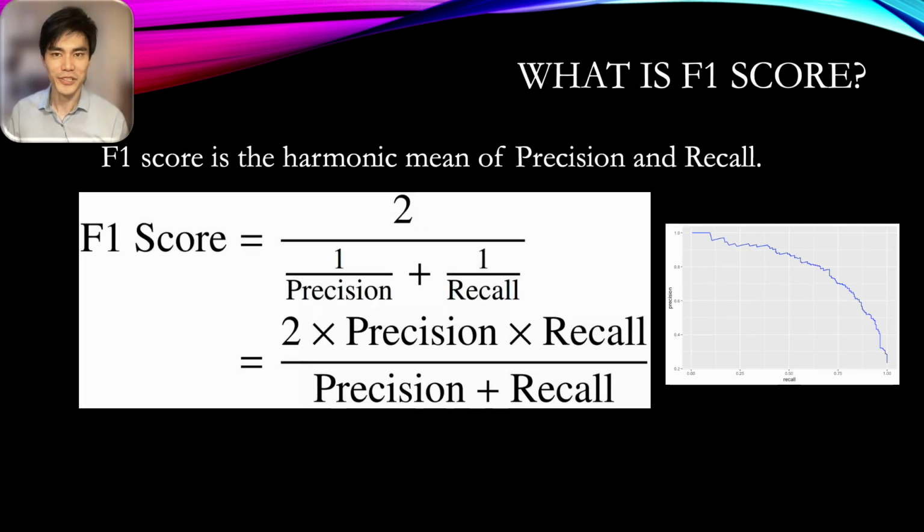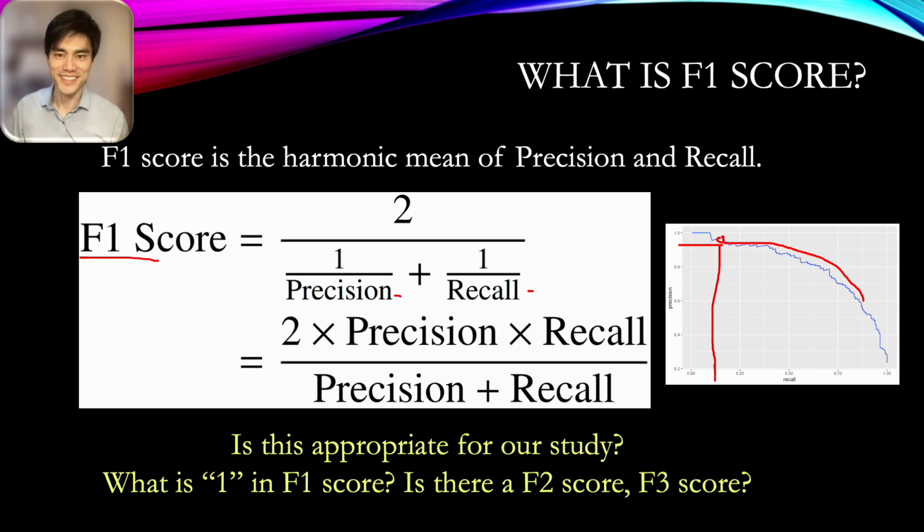So the F1 score is calculated like this, and it is the harmonic mean of precision and recall. Basically, you have this equation, and then let's say you pick a point here, and you get the recall and the precision for this point, and you plug it into the equation, and you get the F1 score. And then you do that throughout the entire plot, and then you find the best point on the plot that maximizes the F1 score, and the F1 score is between 0 and 1.